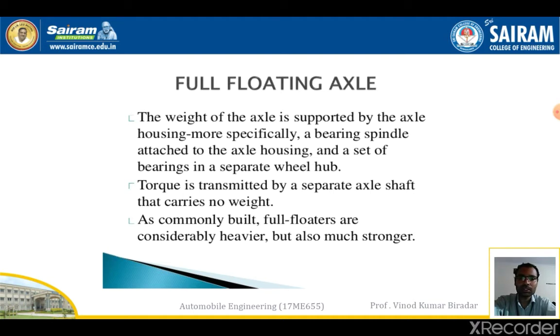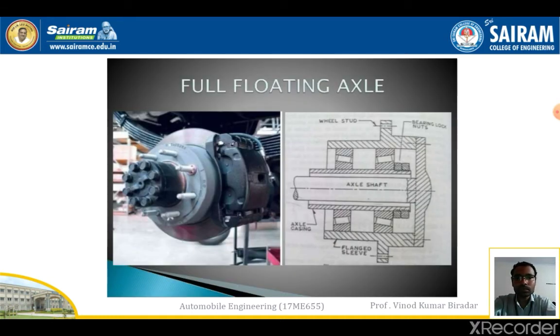Okay, so the main difference between that and this one is that here there is no weight, only torque is transmitted, so all axles transmit the torque only. Full floaters are commonly built considerably heavier but also much stronger. As compared to the previous one, this is much stronger. So I have shown a full floating axle here.